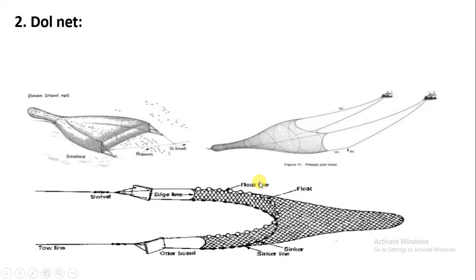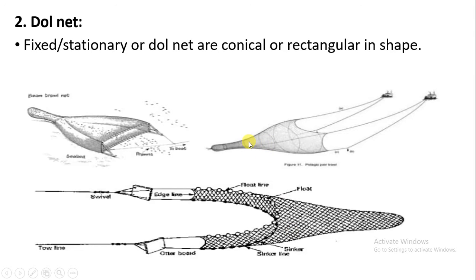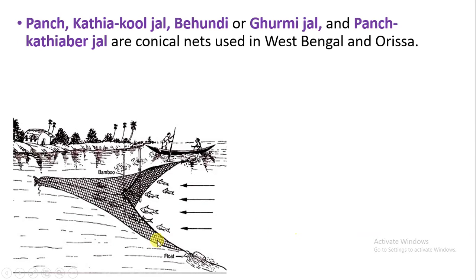Now we will talk about the next net, that is called the dole net. Here you can see pictures of the dole net, and how they are used to capture a number of fishes. They are either fixed, or the dole net has a conical or a rectangular shape. Various sizes of dole net are present, and various mesh sizes are also present to capture a variety of fishes. Some examples of the net are like the Panch, Kathia-kool jal, then Behundi or Ghurmi jal, Panch, kathiaber jal.